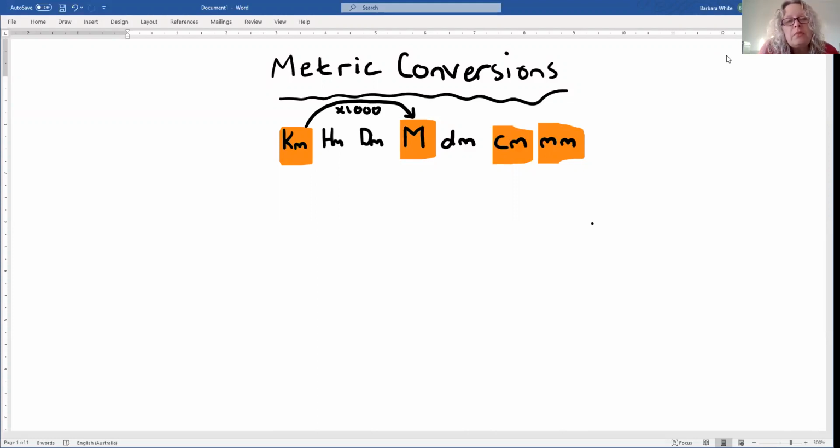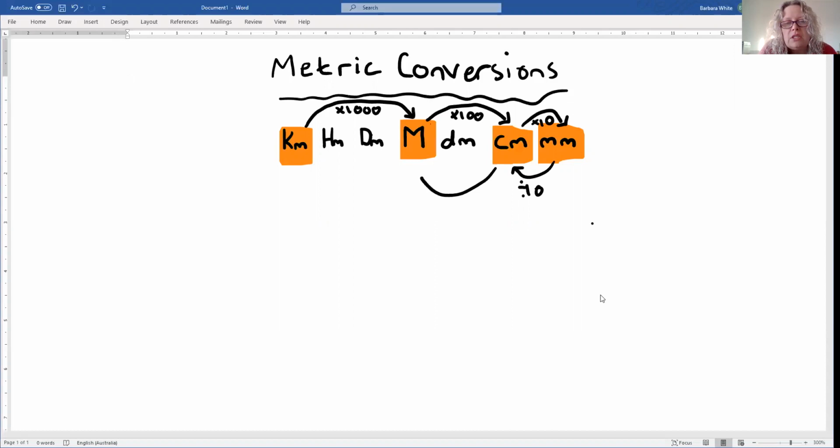But if I was going from kilometres to hectometres, I'd be multiplying by 10. And if I was going from hectometres to decametres, I'd multiply by 10. And then decametres to metres, I'd multiply by 10. But because I've skipped a couple of units there, kilometres to metres is 1,000. So if I'm going from metres to decimetres, I'd multiply by 10. But if I go from metres to centimetres, I'm going to multiply by 100. And centimetres to millimetres, that's just 1 step, and I multiply by 10. And the same thing going back the other way.